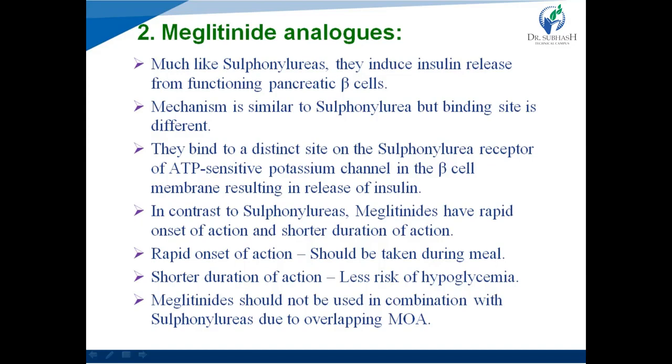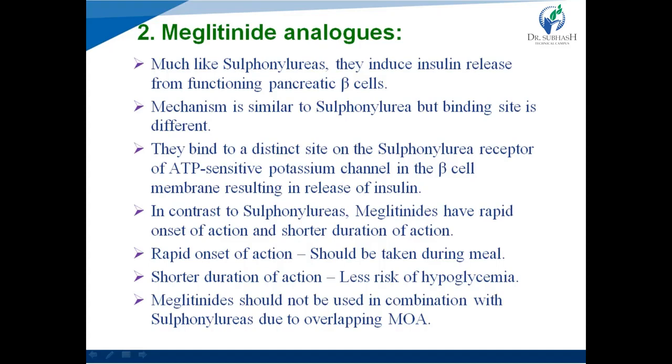Just like sulphonylurea causes release of insulin from beta cells, meglitinide also causes release of insulin from beta cells. But meglitinide has a rapid onset of action and shorter duration of action compared to sulphonylurea, and meglitinide causes much faster release of insulin than sulphonylurea.